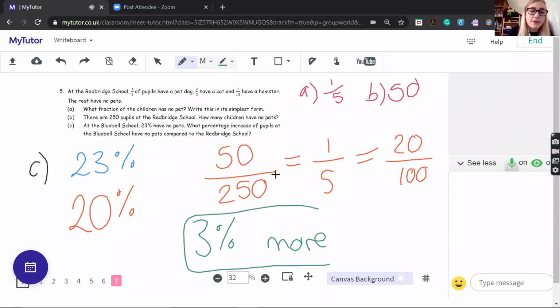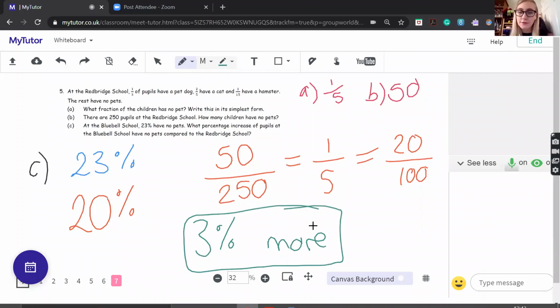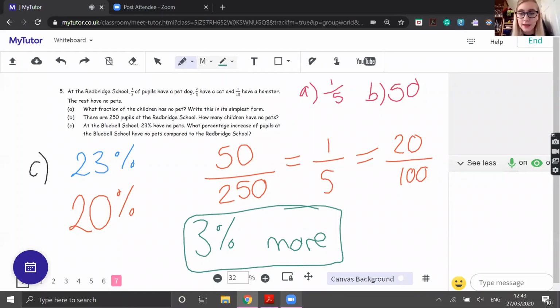And that's often why we really like percentages, because we can compare them quite nicely. We're more familiar with percentages, so we can compare them directly and make it nicer like that.